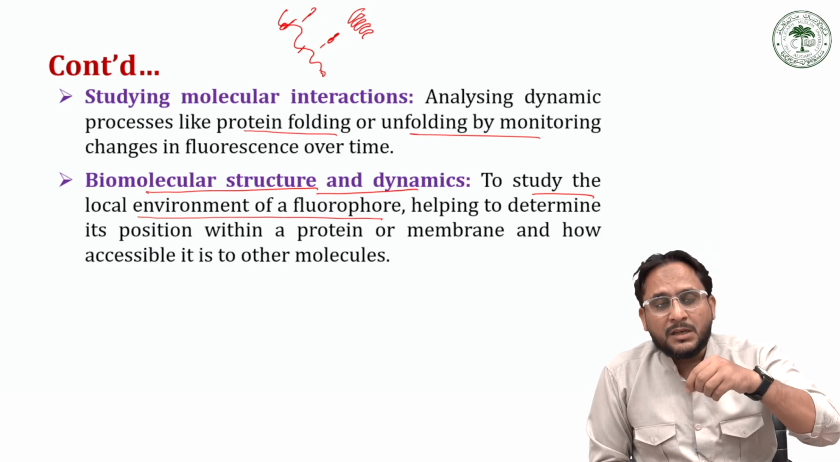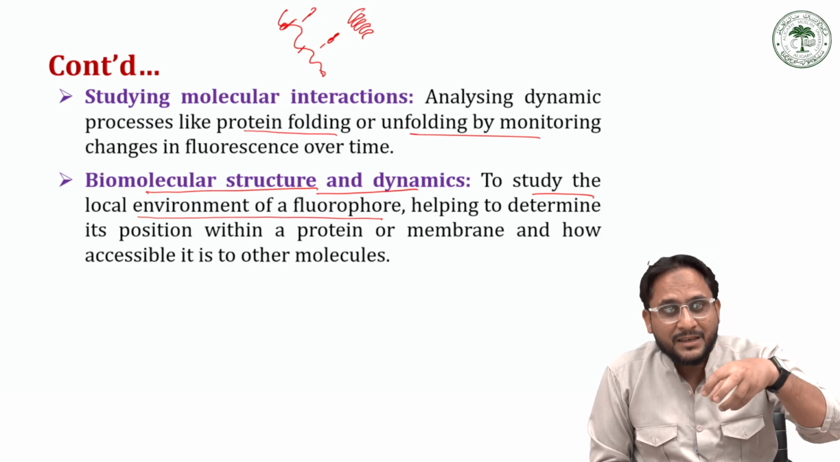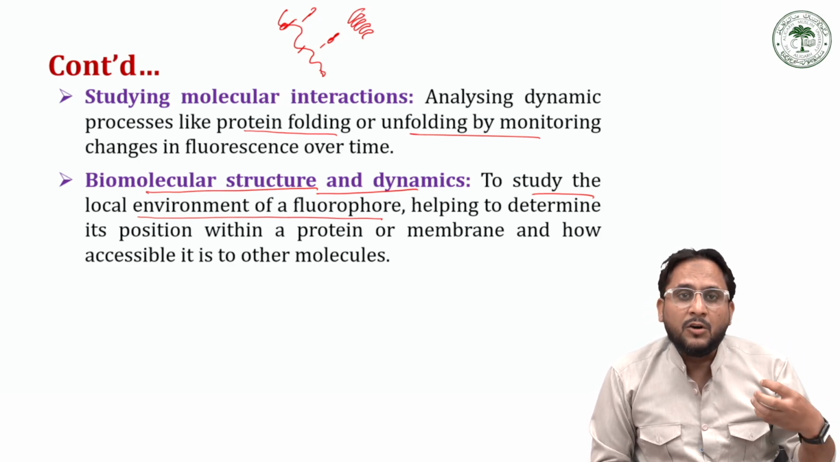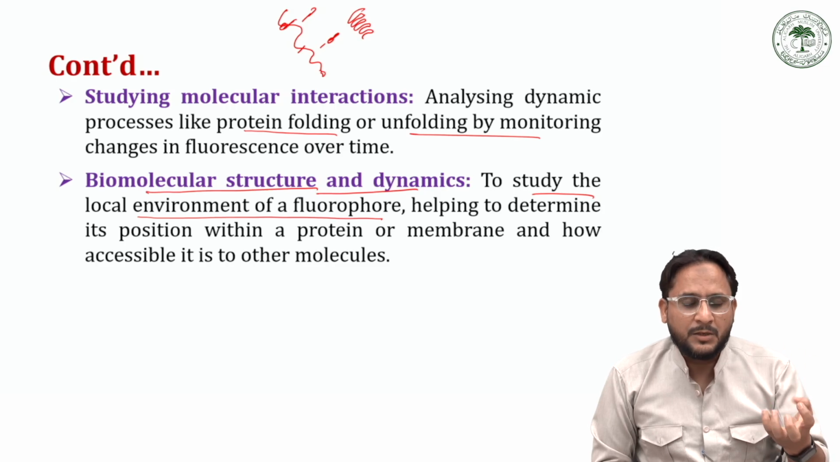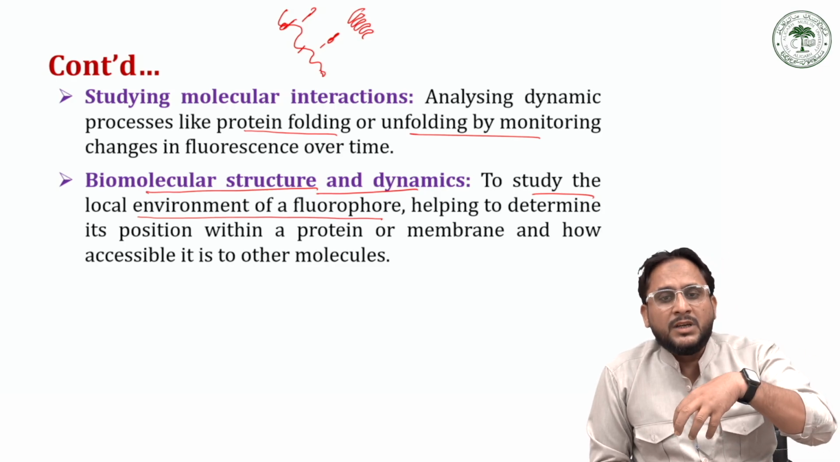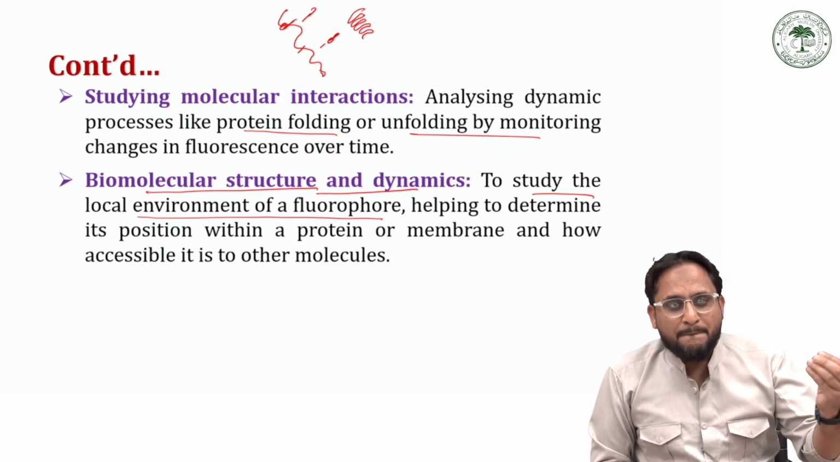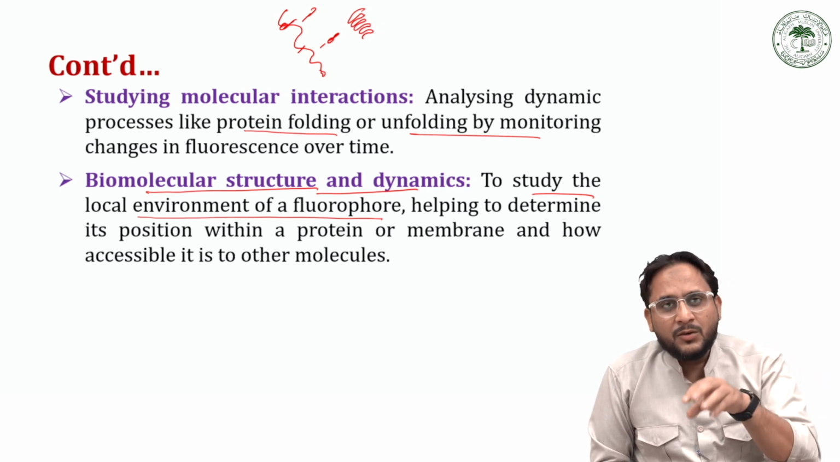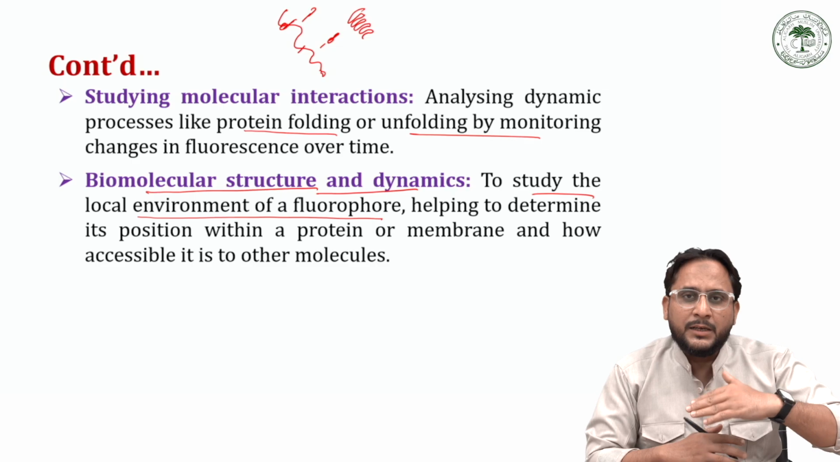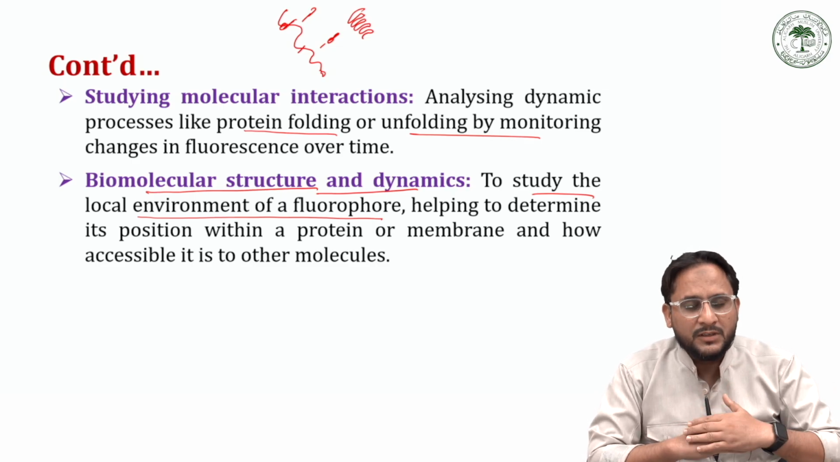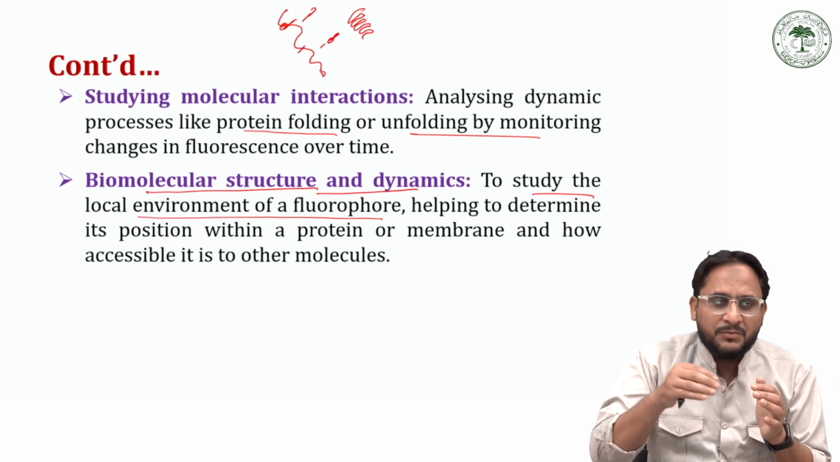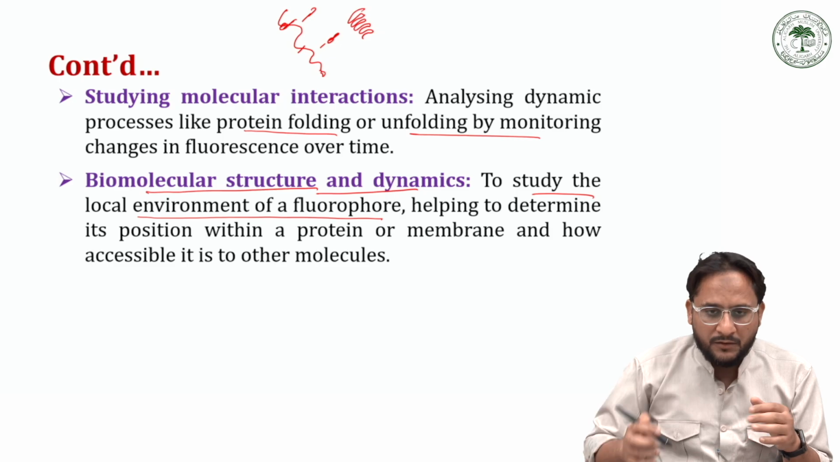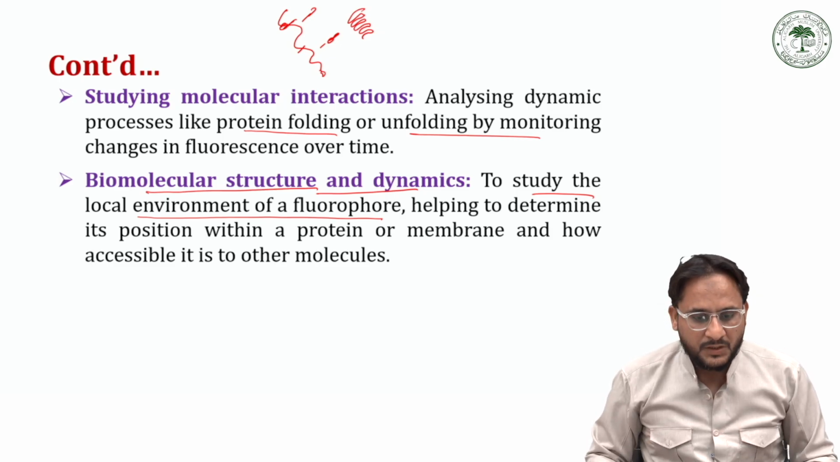But if there are certain groups that can act as a quencher, or even oxygen or some other compounds or even some metal ions are present near that fluorophore, then these oxygen molecules or even metal ions go and attach to the fluorophore, resulting in the reduced intensity of this fluorophore. So this method can also be used to study the local environment of the fluorophore.